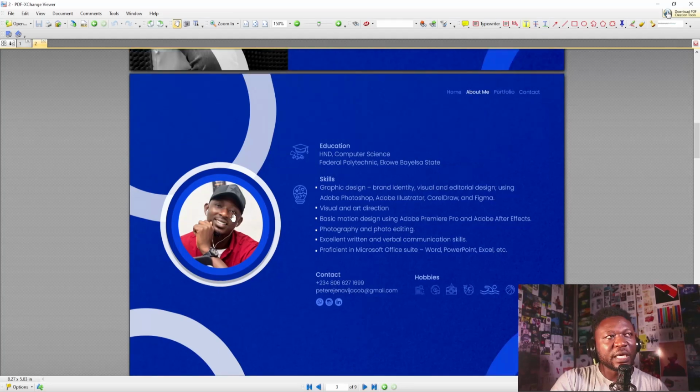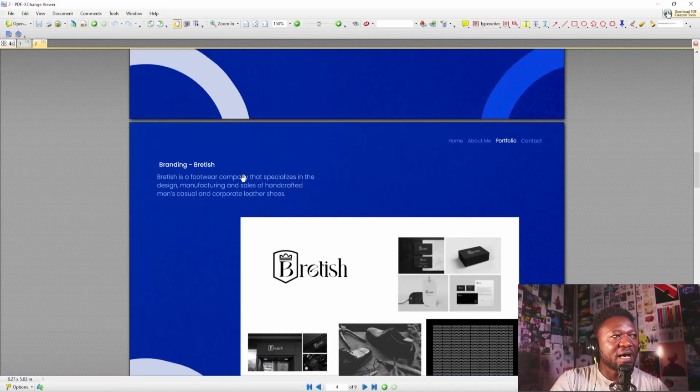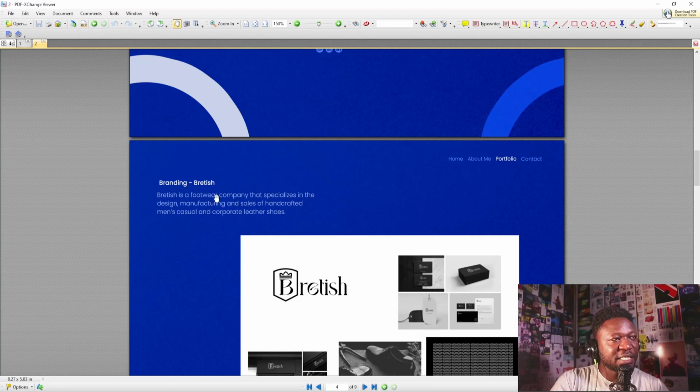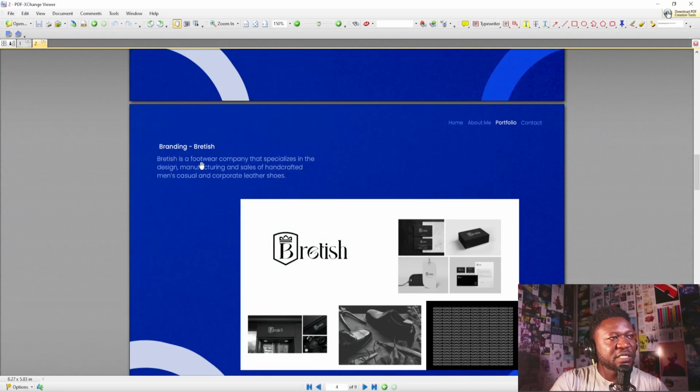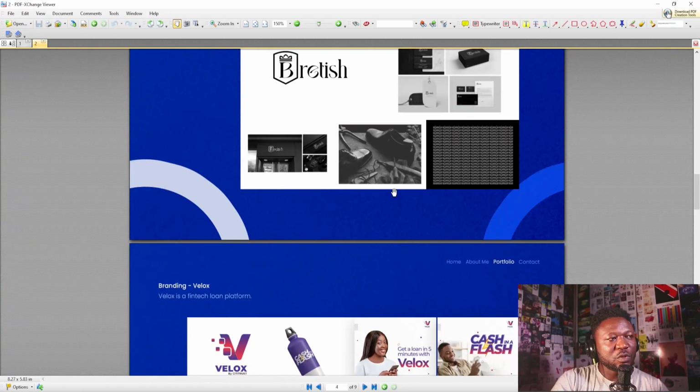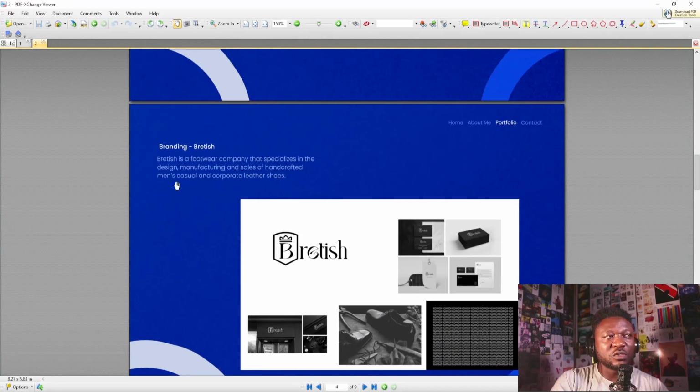What else again? So your picture again, not bad. So we have branding, British. British is a footwear company that specializes in the design, manufacturing, and sales of handcrafted men's casual and corporate leather shoes. All right, so this is good. But we need to understand what you did for them. Are you the one that designed their logo? And if you're the one that designed the logo, let us understand why the logo looks like this.